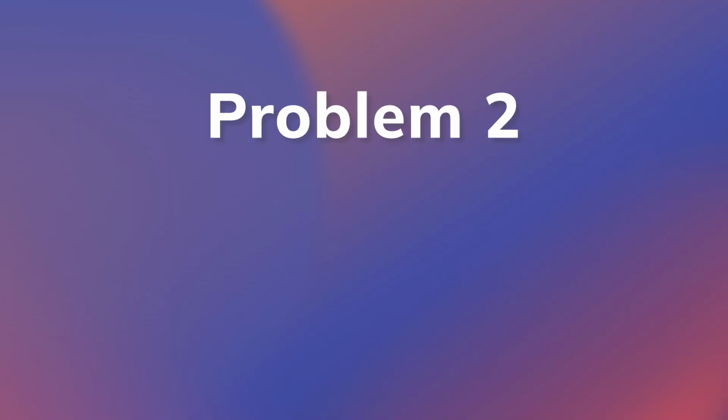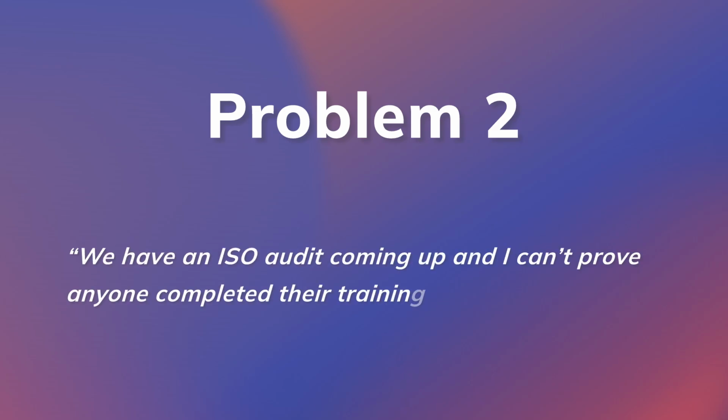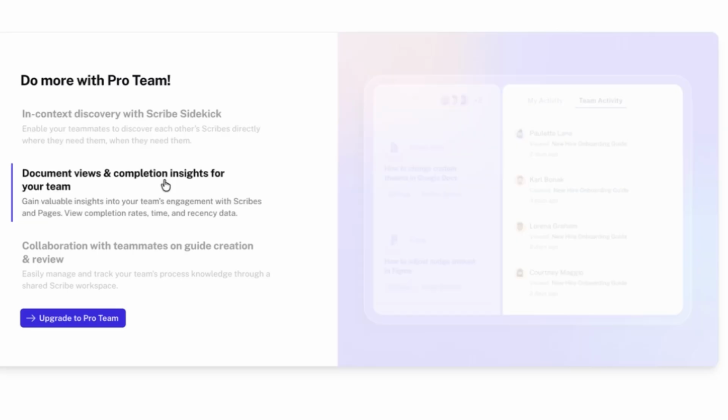The second problem is, we have an ISO audit coming up and I can't prove anyone completed their training. This is where things get really different and where a lot of teams discover too late that the tool they chose wasn't built for this. ISO certification, health and safety compliance, regulatory audits, they all require the same thing: documented proof that specific people completed specific training. Scribe offers basic view analytics.